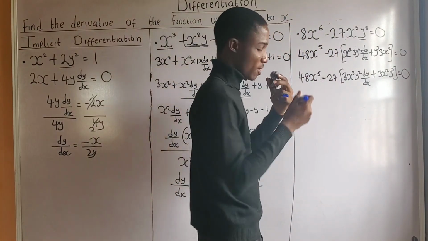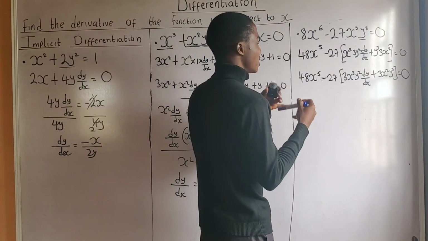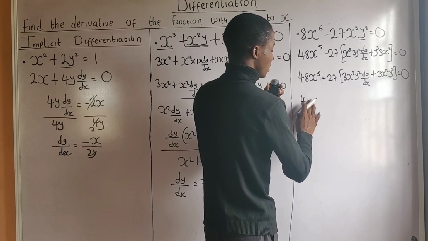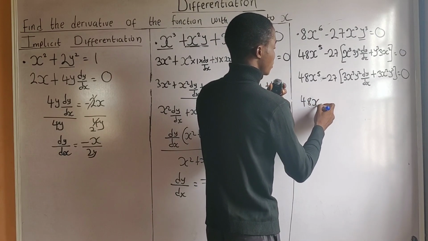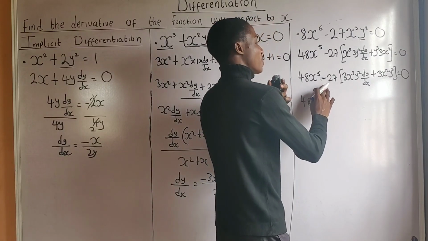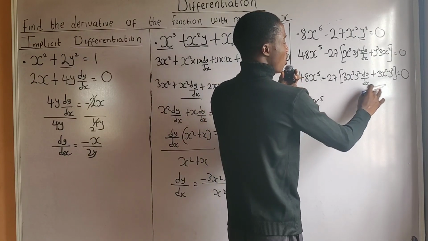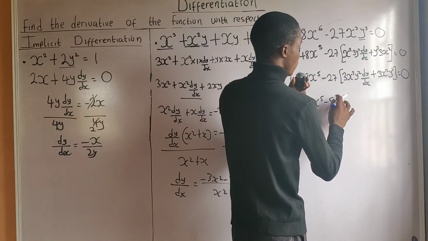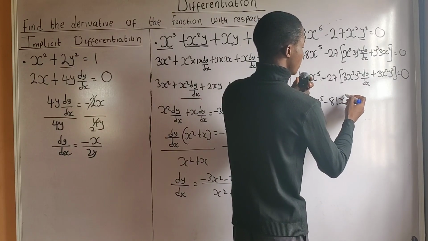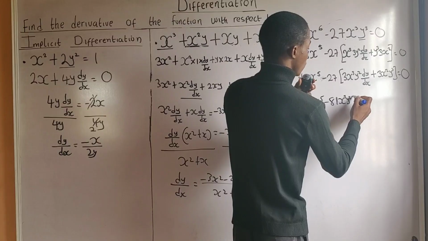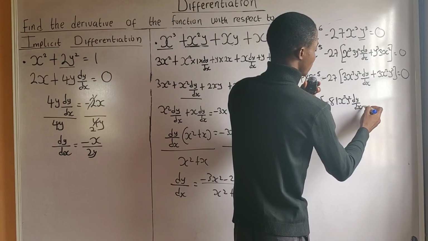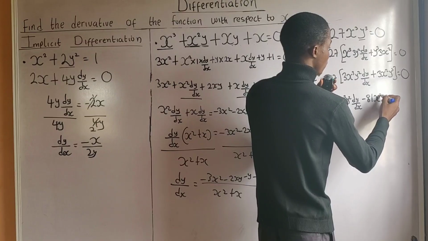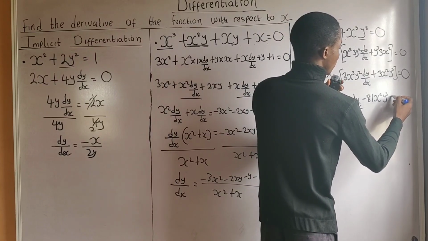Do you understand? Okay, having gotten to this point, the next step is that you, this is 48x raised to the power of 5. Now, use this negative 27 to multiply all through. I'm going to have negative 81 x raised to the power of 3 y raised to the power of 2 dy all over dx, negative 81 x raised to the power of 2 y raised to the power of 3 equals 0.